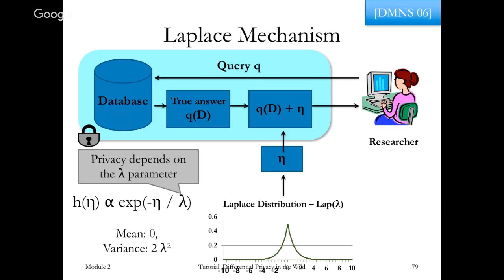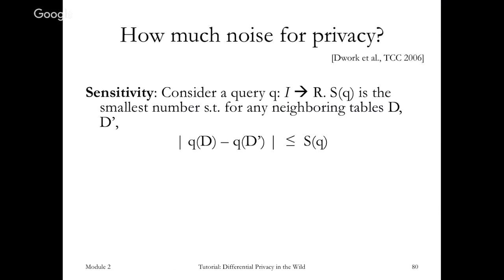And what we set lambda to is going to depend on the query that the analyst is asking. Well, we'll see exactly how we set lambda. But that's the idea, we add random noise to the query answer. So how much noise do we need to add? What we can do is look at the sensitivity of the query that's being asked.